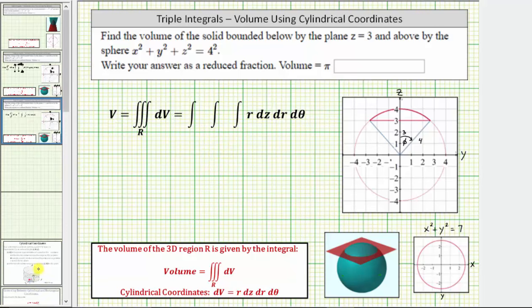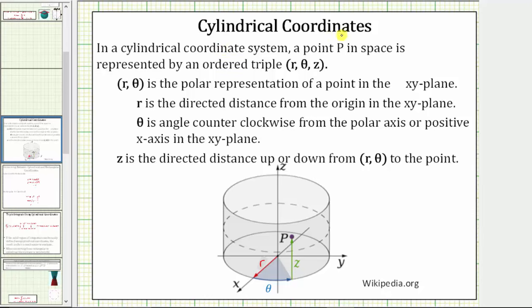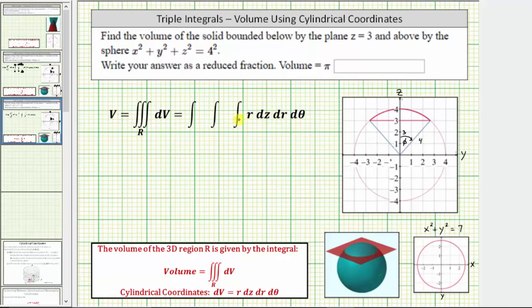For a quick review, using cylindrical coordinates, r is the directed distance from the origin in the xy plane, theta is the angle counterclockwise from the polar axis or positive x-axis in the xy plane, and z is the directed distance up or down from r comma theta to the point, which are all pictured here. Looking at the setup, the first step is to determine the limits of integration for z. The lower limit of integration is determined by the plane where z equals 3.